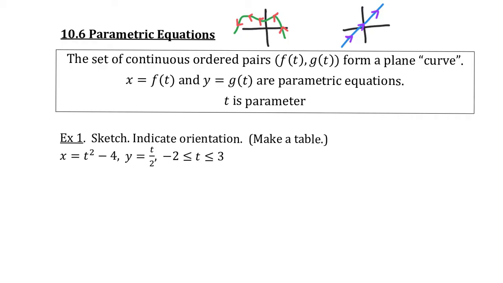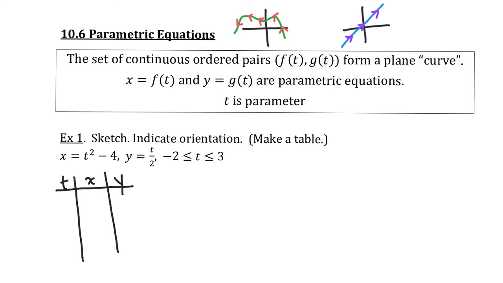So the first thing they tell me is x equals t squared minus 4 and y equals t over 2. And then they are restricting the domain of my t from -2 to 3 inclusive. So let me make a table. When I make my table, I'm going to plug in t, I'm going to get an x, and I'm also going to get a y.